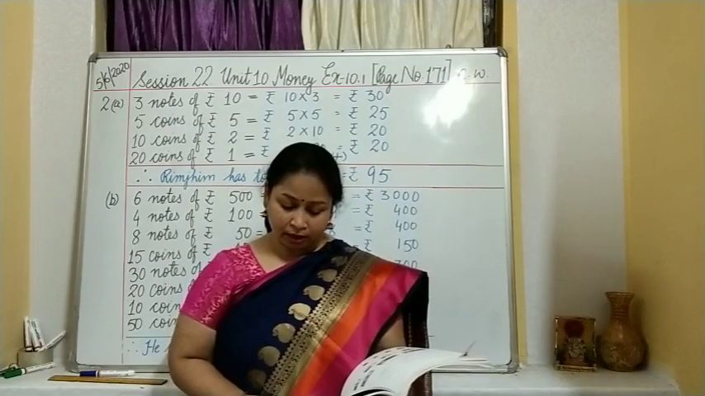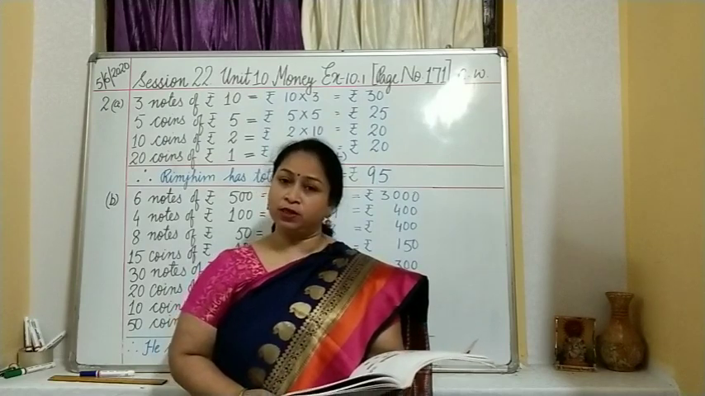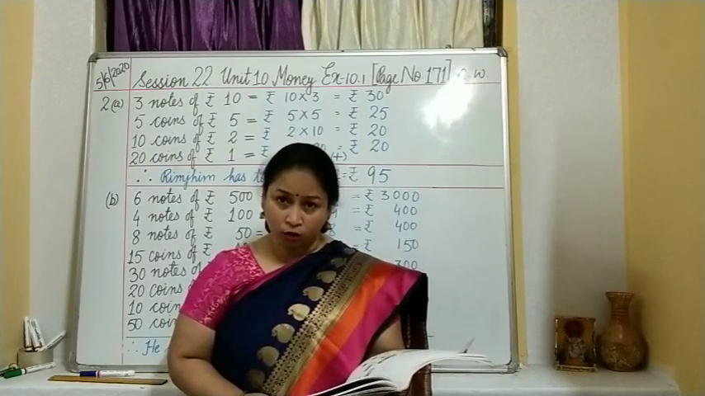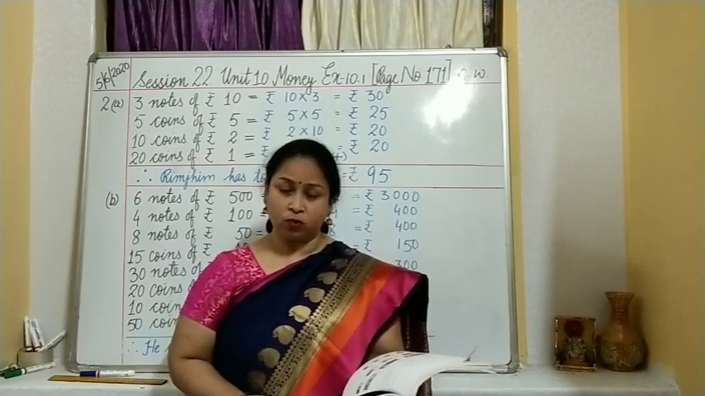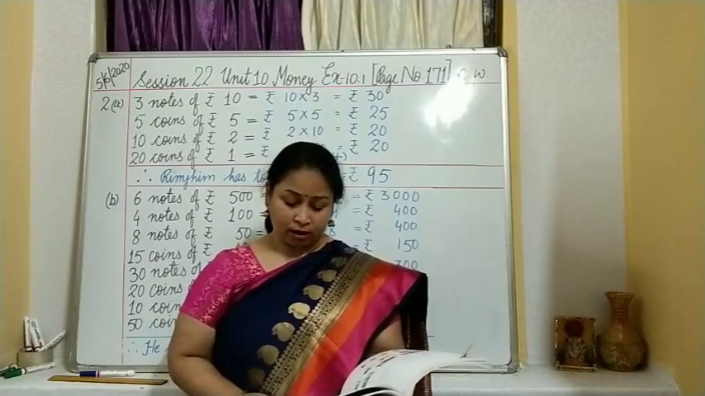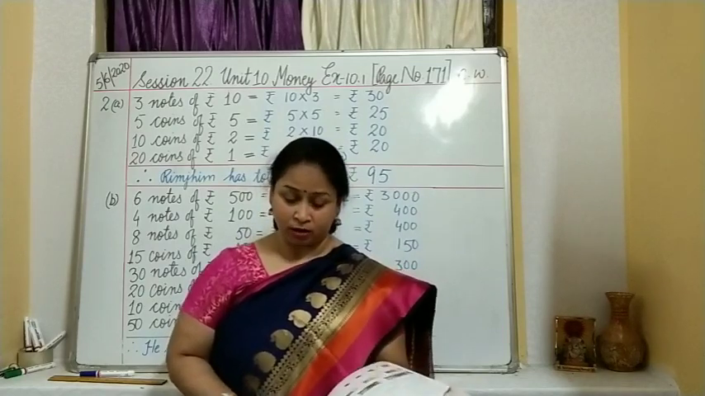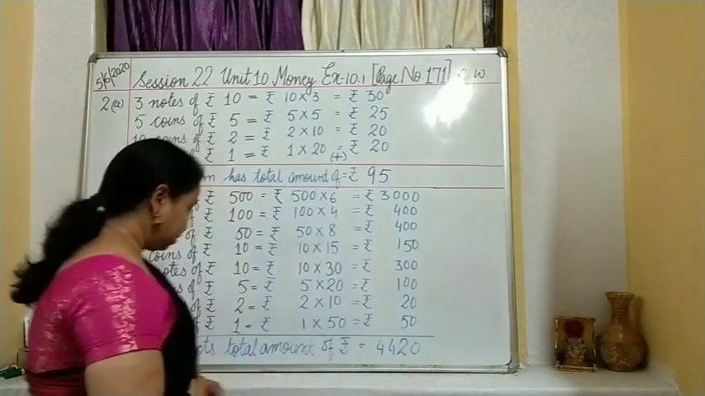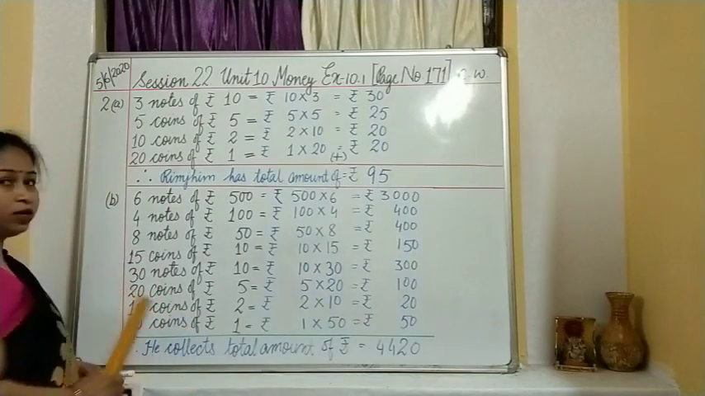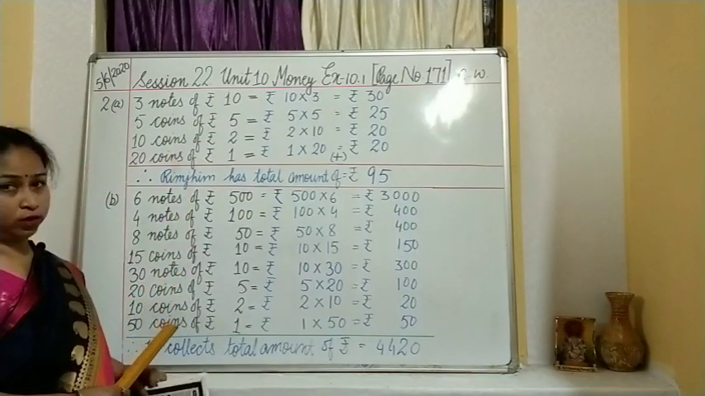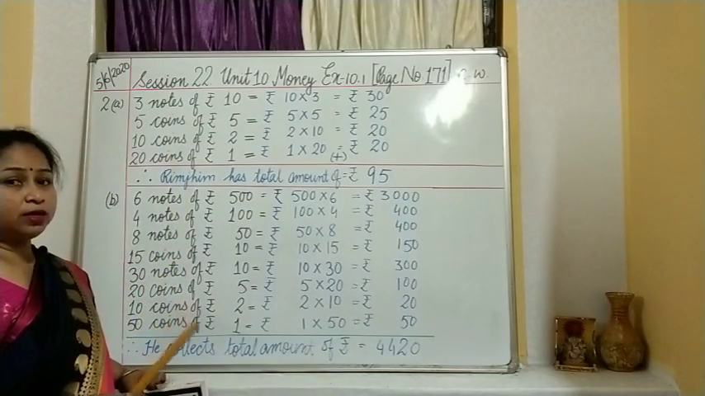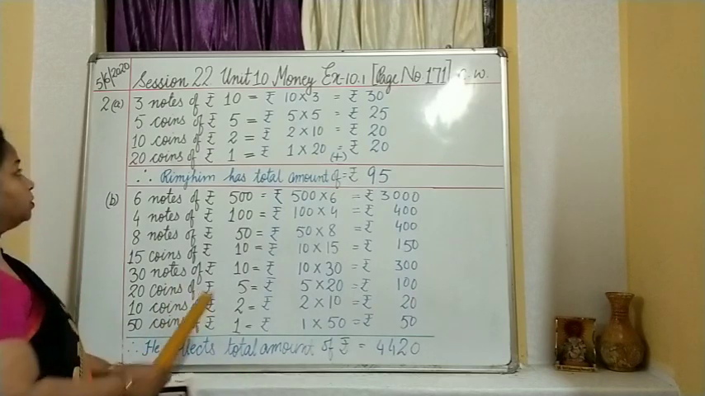Rimjim's mother gave her 3 notes of rupees 10, 5 coins of rupees 5, 10 coins of rupees 2 and 20 coins of rupee 1. How much money does Rimjim have? So in the same way as we have done question number 1, we need to arrange the denominations and the numbers.